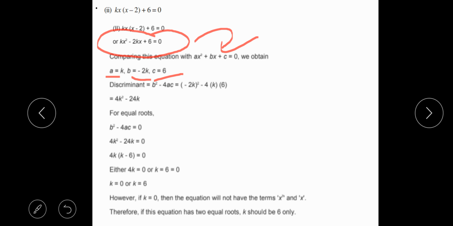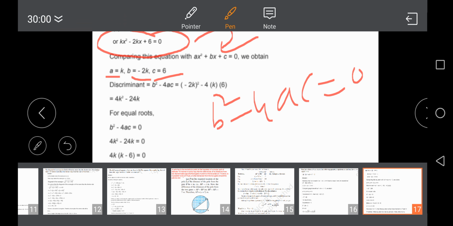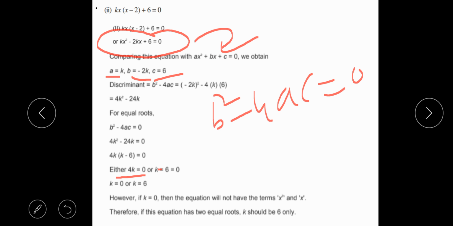Now for real equal roots, b square minus 4ac equal to 0. Put all these values in this equation, and we get 4k square minus 24k equal to 0. Take 4k common outside, 4k into (k minus 6) equal to 0. So here we have two conditions: either 4k equal to 0 or k minus 6 equal to 0. If k equal to 0, then the equation has no term with x, so we have to consider k equal to 6 only. Therefore, the equation has two equal roots if the value of k is 6 only.